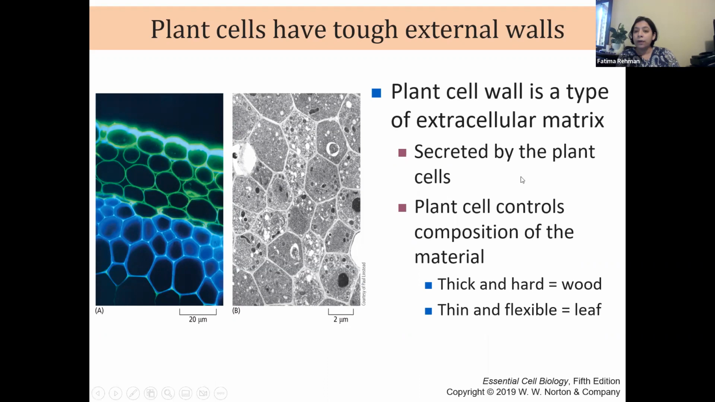This kind of material can be, depending on the type of proteins that are secreted within that cell wall and the type of cells that are present there, either thick and hard, which is what you would see in wood, versus thin and flexible, which is what you would see in thinner parts of the plant, like the stems and the leaves.